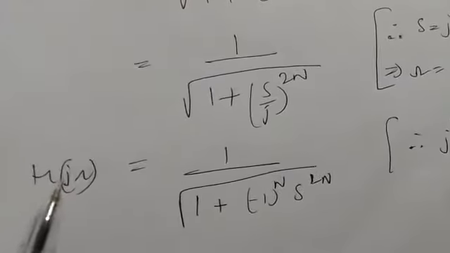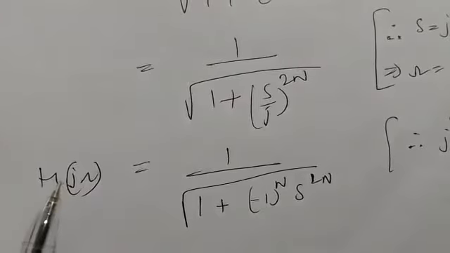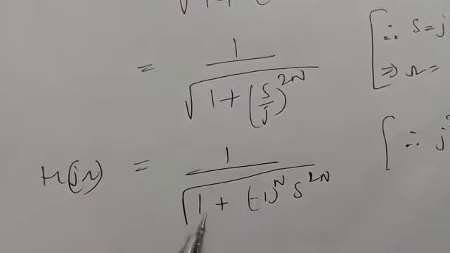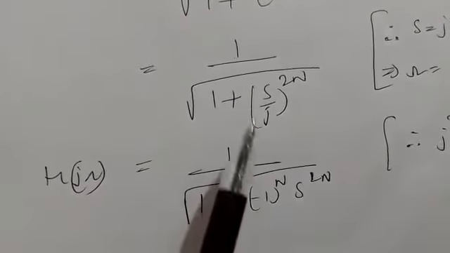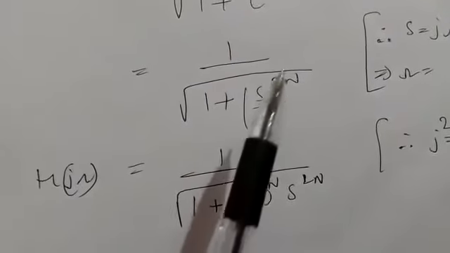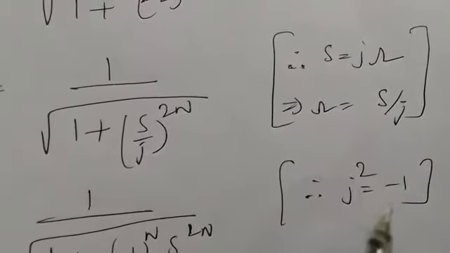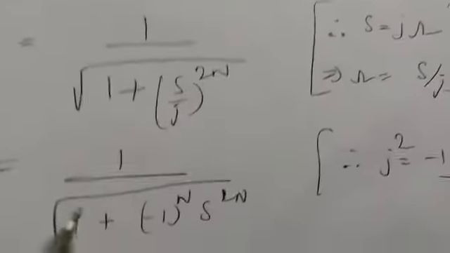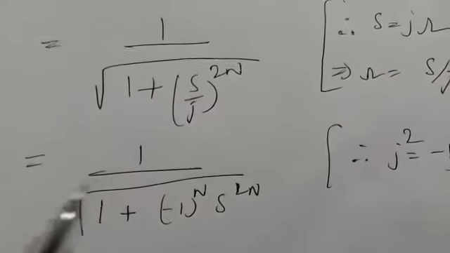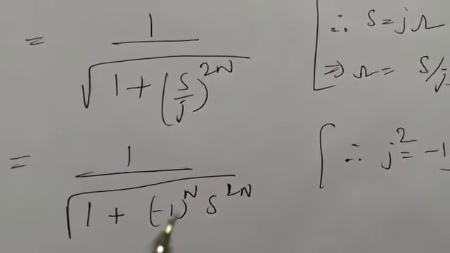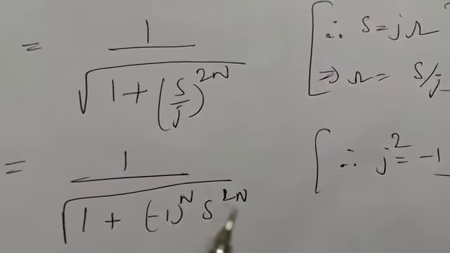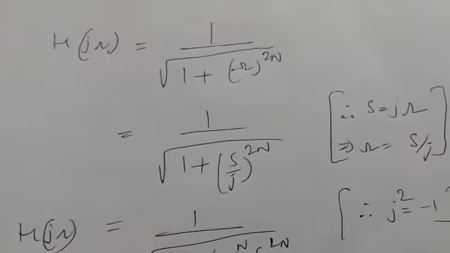That means in terms of analog frequency, or Laplace transform, it is 1 by root over 1 plus s by j whole power 2n. Here we can observe that j square is equal to minus 1. So from this we can rewrite this formula as 1 by root over 1 plus minus 1 whole power n s power 2n. This is the whole formula in different modes.